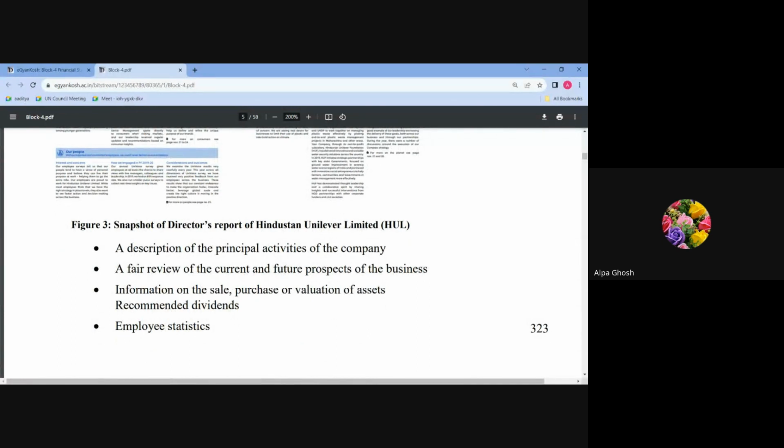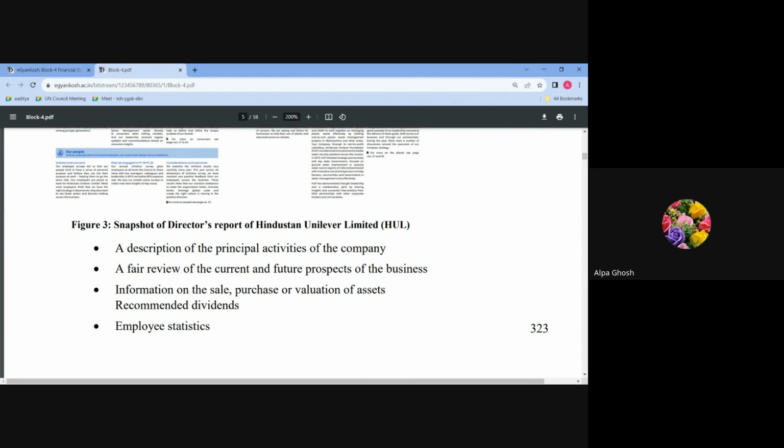This is a report of a company, Hindustan Unilever Limited, and here is the description. I already told you about the activities of the company, what the company wants to do in future, and whether they have any expansion and diversification plan.